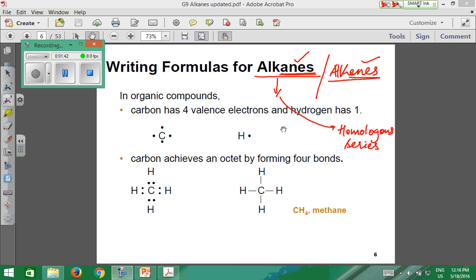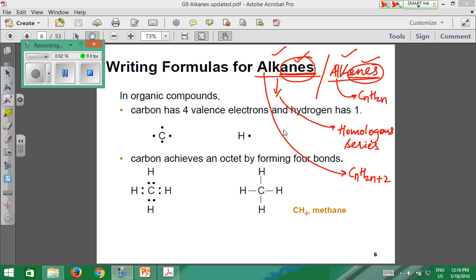So one homologous series is alkane, another homologous series is alkene. All the members in this group will end with ANE, and in this group all the members will end with ENE. Alkanes have a general formula. For example, alkanes have the general formula CnH2n+2, and alkenes have the general formula CnH2n only.